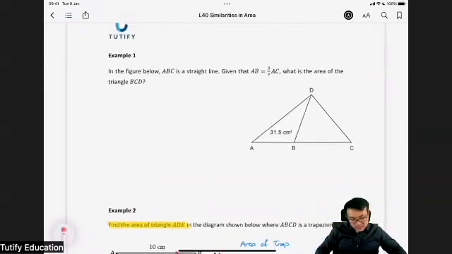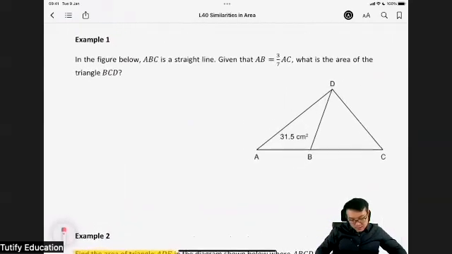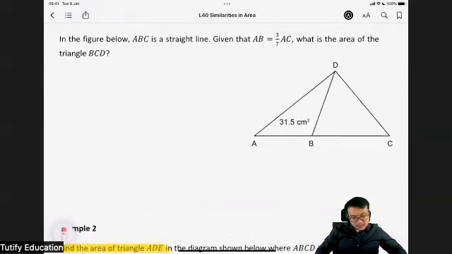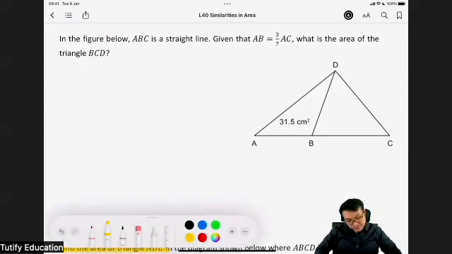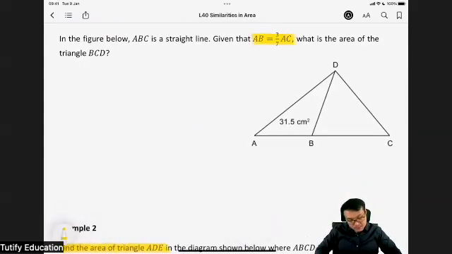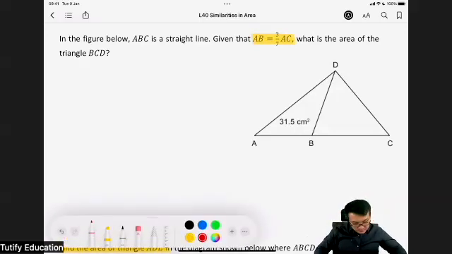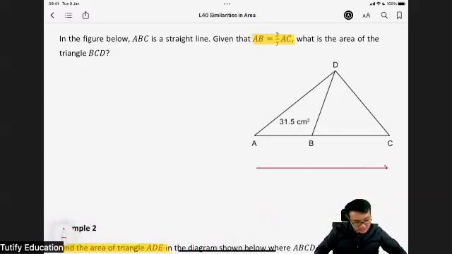So let's try this one. Okay, students, for this, it is a different concept that I need to teach you. So let's take a look, all right? The question is telling us that AB equals 3 out of 7 of AC. Okay, so this is AC, students. And this is AB.